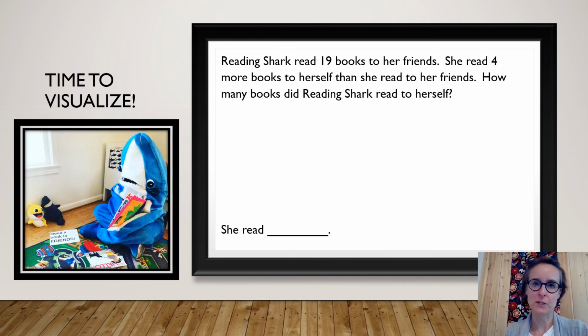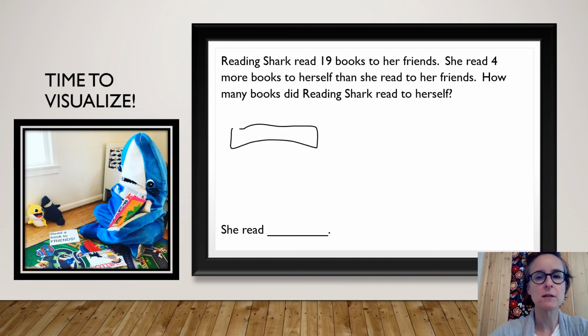Here's one more problem for us to do together. Reading Shark read 19 books to her friends. She read 4 more books to herself than she read to her friends. How many books did Reading Shark read to herself? I visualize Reading Shark having 2 piles of books, the pile of books that she read to her friends and the pile of books she read to herself. The words tell me that she read 4 more books to herself than her friends. So I'm going to compare those 2 piles of books, and I think I know the difference.